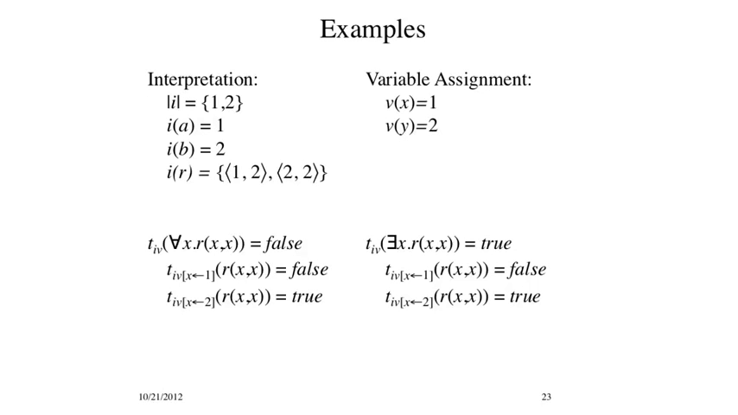Okay, here are some examples. Consider the sentence for all x R of x x. This is true under the interpretation and variable assignment shown if and only if the scope is true for all versions of the variable assignment. While it's true for the second version, it is not true for the first version, and so the sentence as a whole is false. By contrast, since the scope is true for at least one version of the variable assignment, the interpretation and variable assignment satisfy the existentially quantified sentence shown on the right.